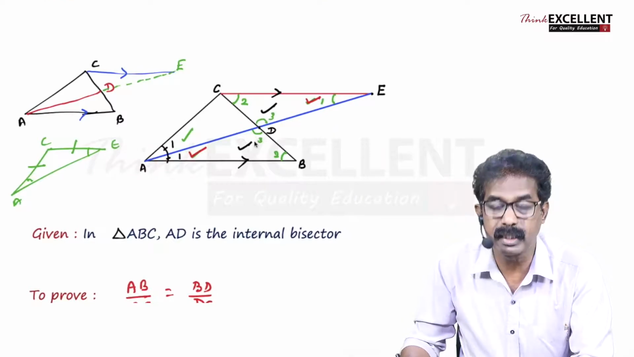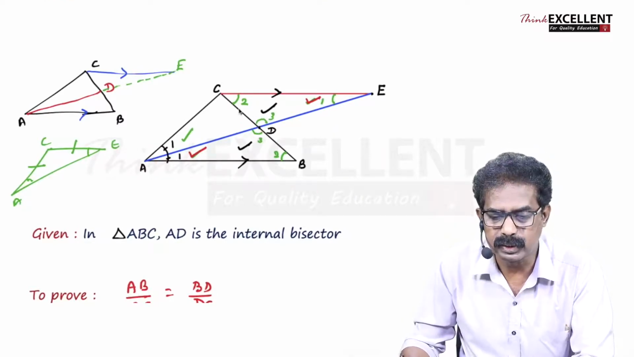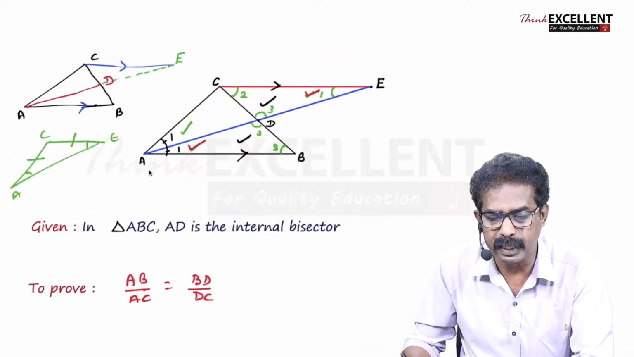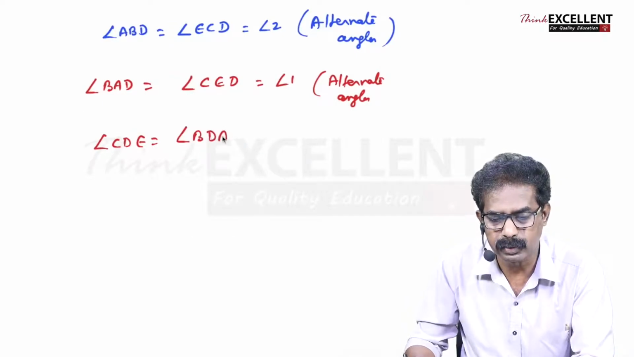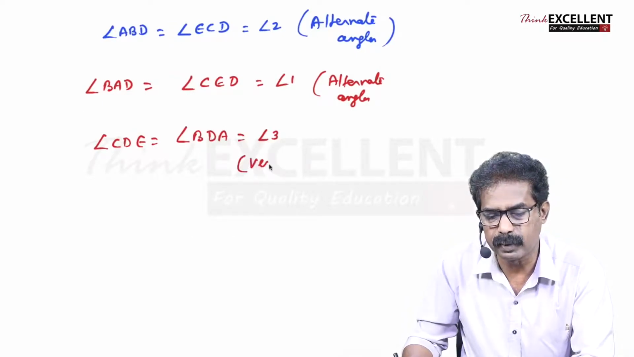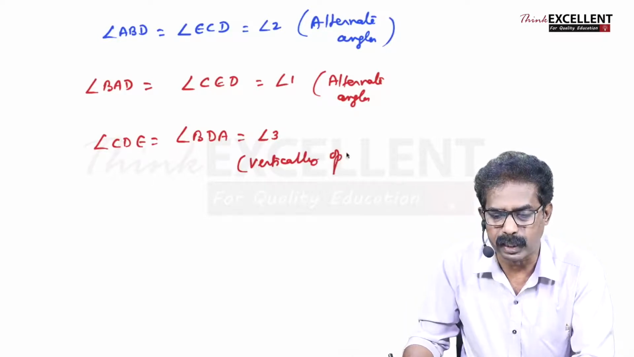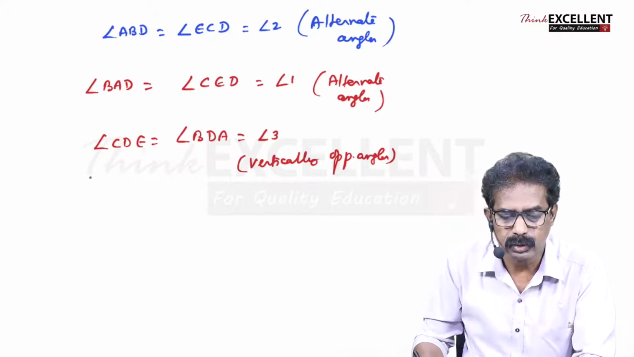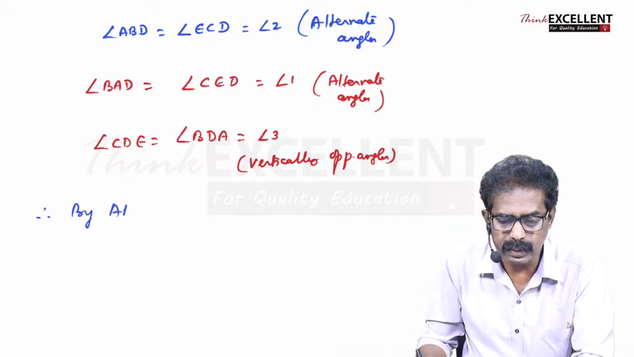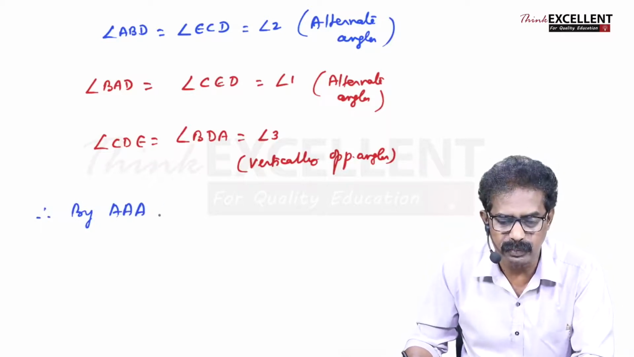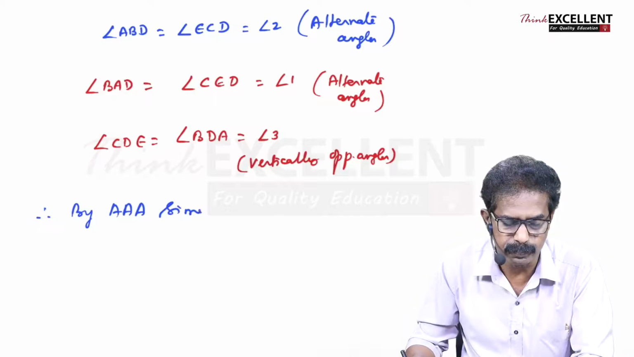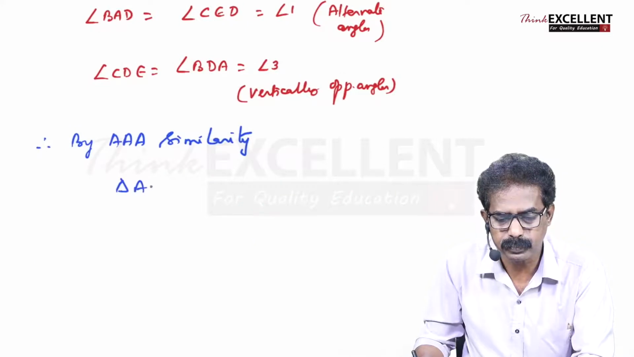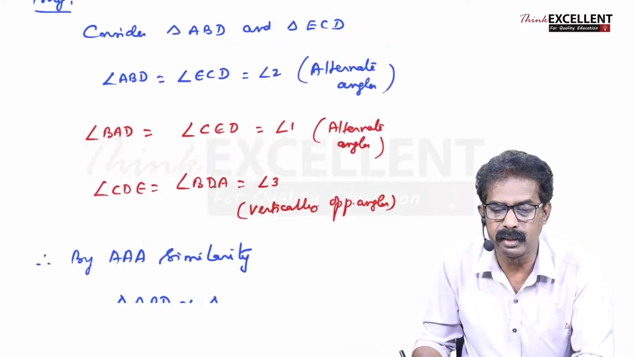And one more, the angle 3 is equal, vertically opposite angles, right? So angle CDE is equal to angle BDA. Both angles we take as 3, vertically opposite angles. Alternate angles are equal, vertically opposite angles are equal, right? So by AA similarity, or all three A's, AAA similarity, you can say triangle ABD is similar to triangle ECD.